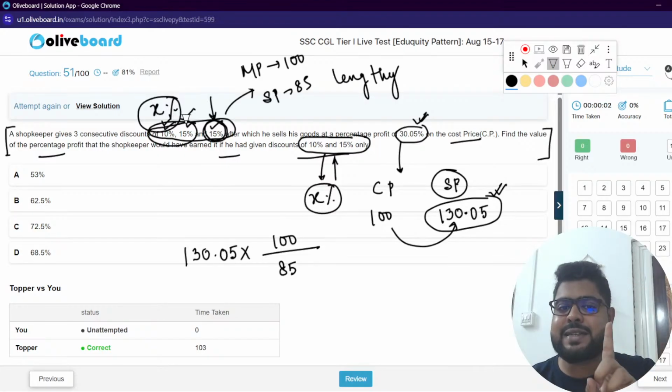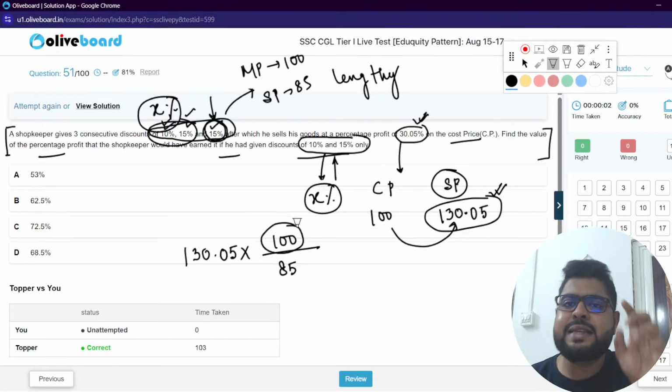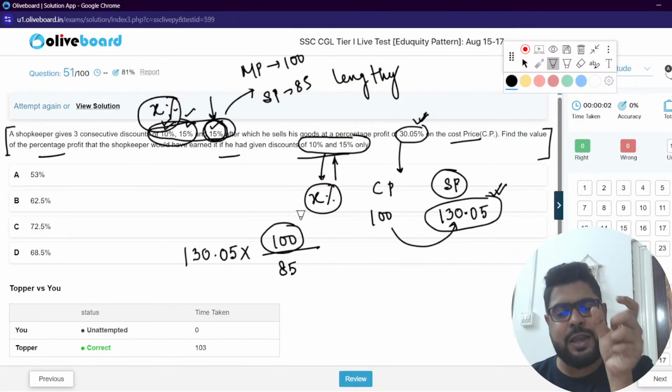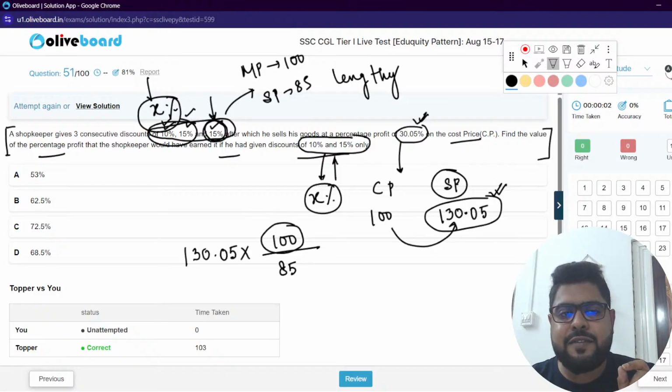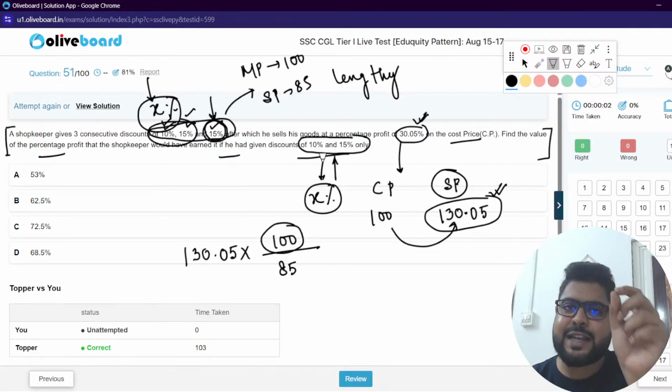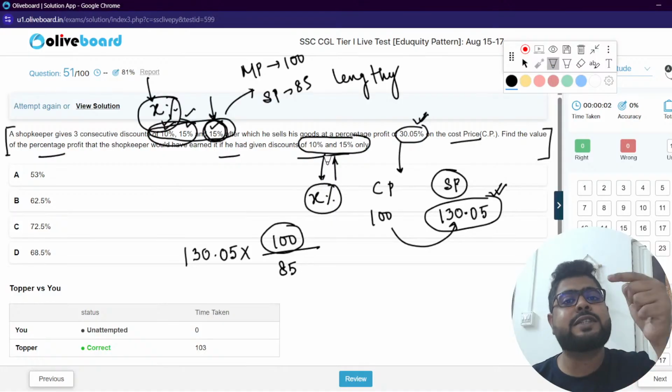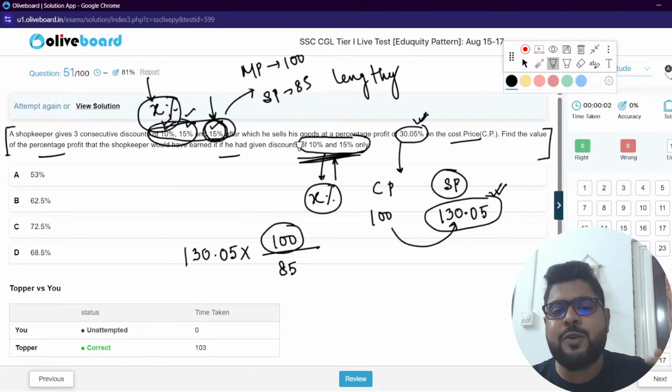Because please understand, this MP is the MP which I'll get after I've given X% discount. And that is actually the price at which I'll sell if I only allow these two discounts, if I don't allow the third discount.